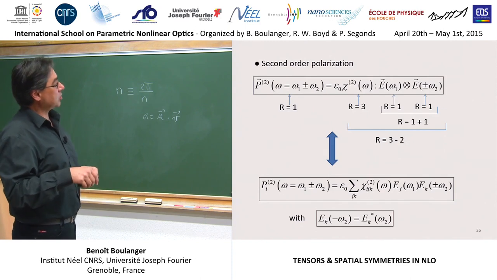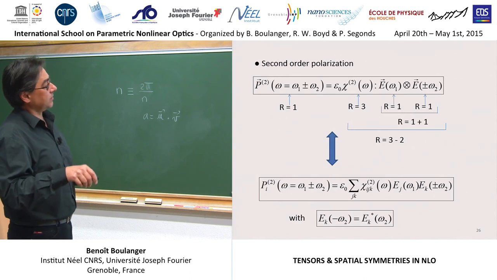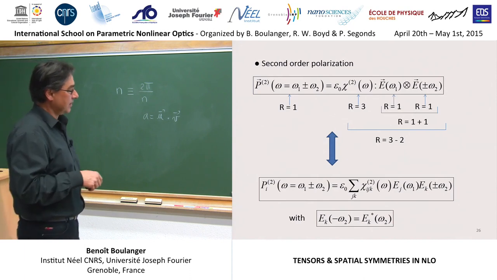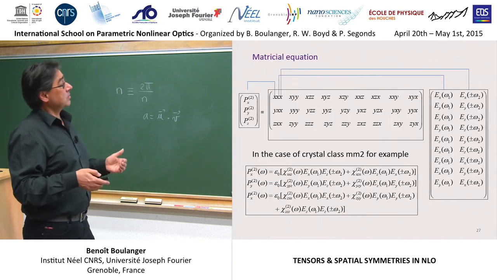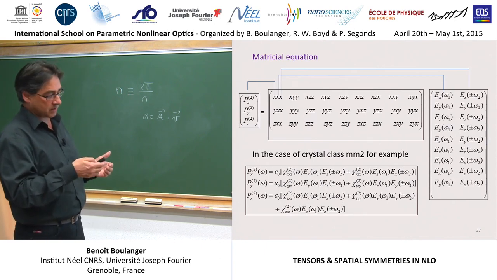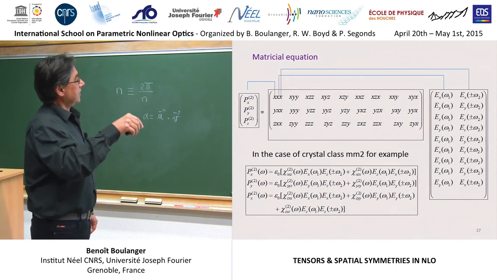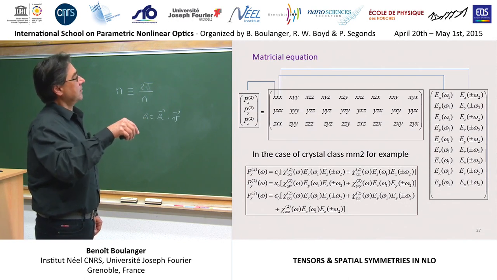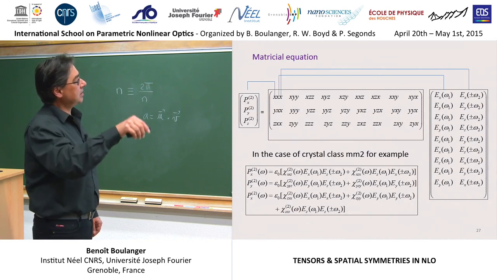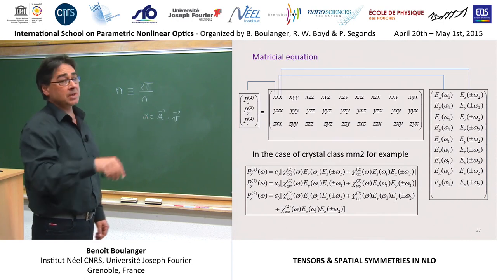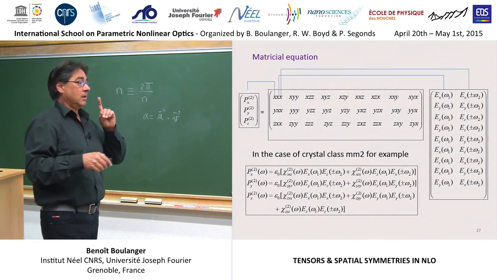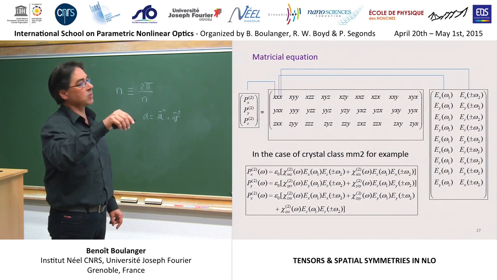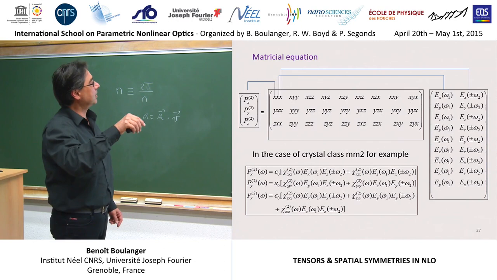Here is the corresponding equation with the Cartesian indices, knowing that here it appears Ej at omega 1 multiplied by Ek at plus or minus omega 2. And don't forget that we have this very useful equality. So now, how does the matrix equation work? Here we have the P2 vector, so it is a column matrix, Px, Py, Pz. We have here the 3 by 9 chi 2 matrix, and here the column matrix corresponding to the tensor product. So at this level, you have to take care of the sequence of writing of these elements, the horizontal sequence and the vertical sequence here. Obviously, you have to be compatible.